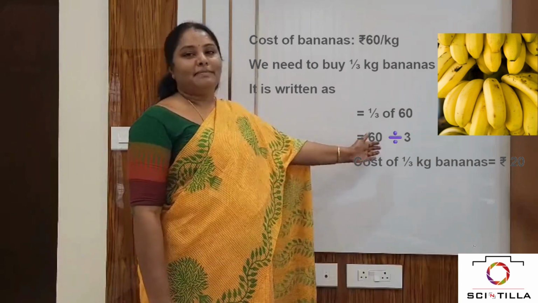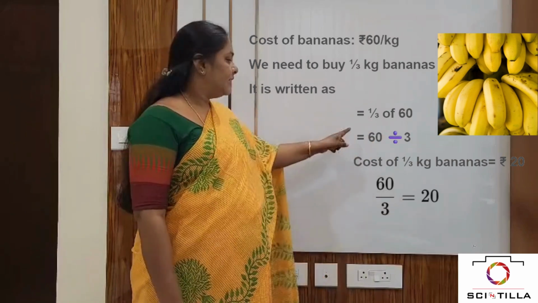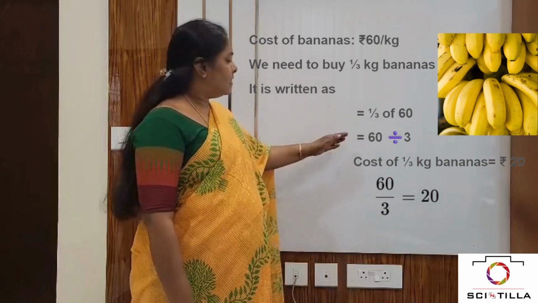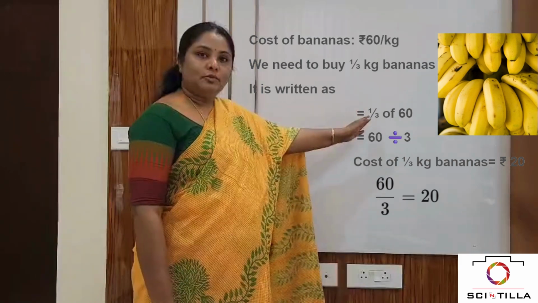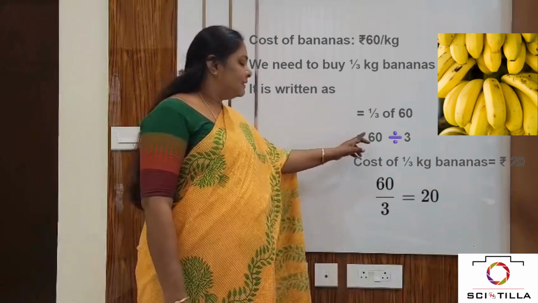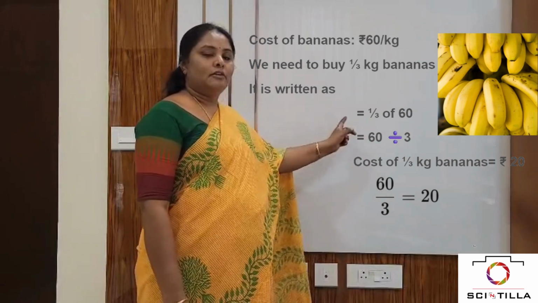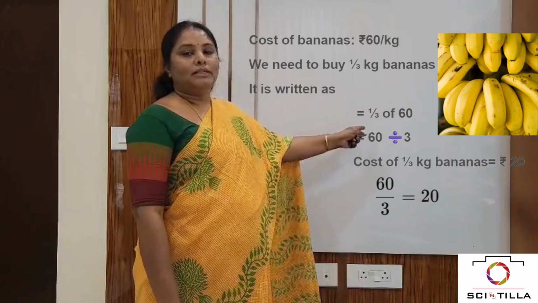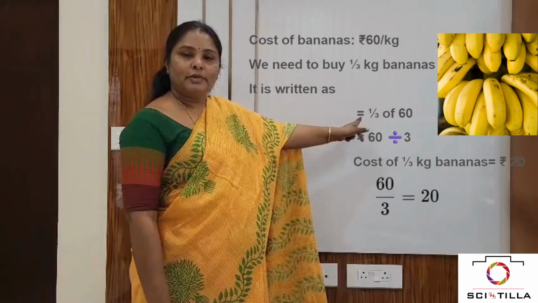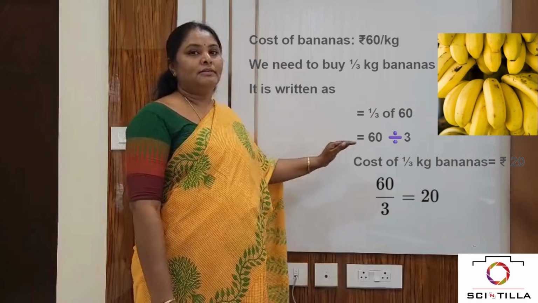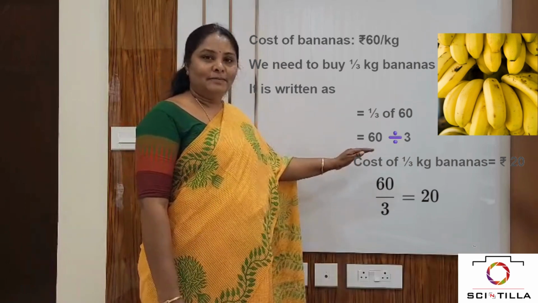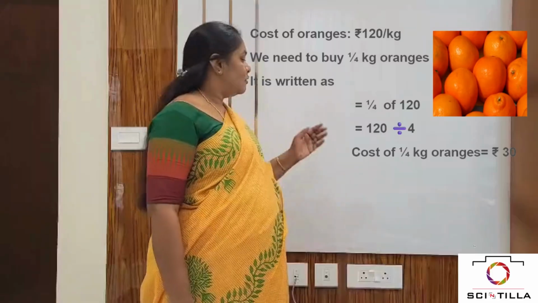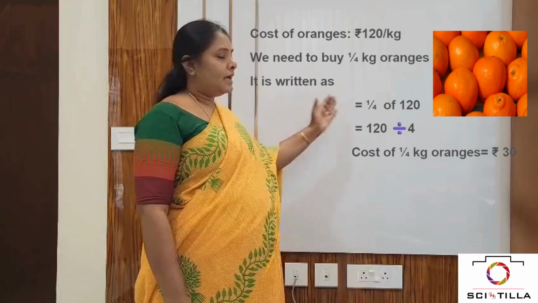Now we do the division part. 60 divided by 3. How do we do that? Write it in division form. Now 3 2s are 6. 6 minus 6 is 0. Now 3 zeros are 0. Now what is the cost of 1/3 kg of bananas? What is the quotient showing here? It is rupees 20. Clear? Understood. Now you have bought mangoes and bananas.